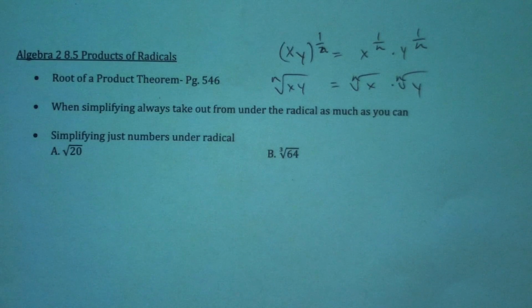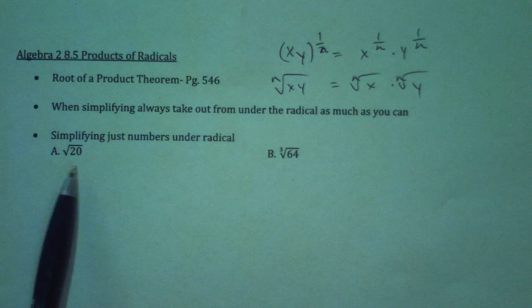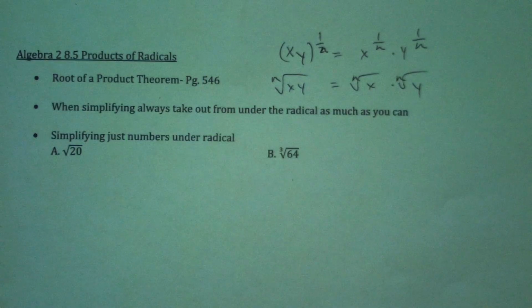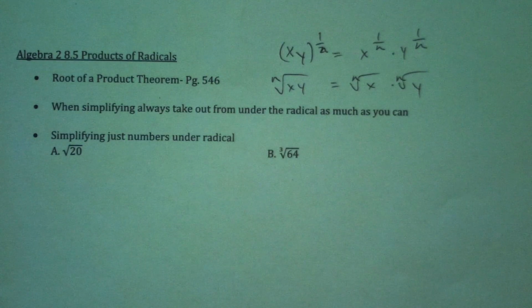Most of the examples, they're going to give you something and say simplify it or get it down to its base. When they ask you to do that, it says when simplifying, always take out from under the radical as much as you can, okay? So here we've got some stuff under radicals. We're going to break these down as far as we possibly can. Sometimes they're going to come out nice. Sometimes stuff is going to be left underneath the root sign, okay? I'll show you some options of both.